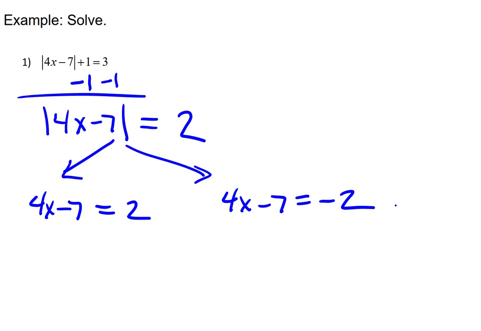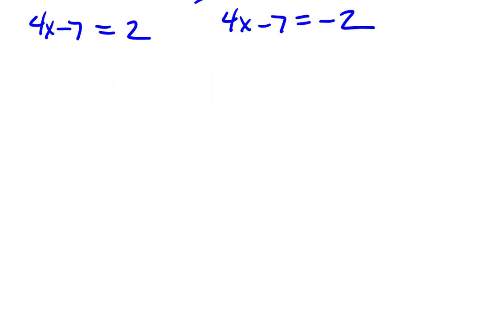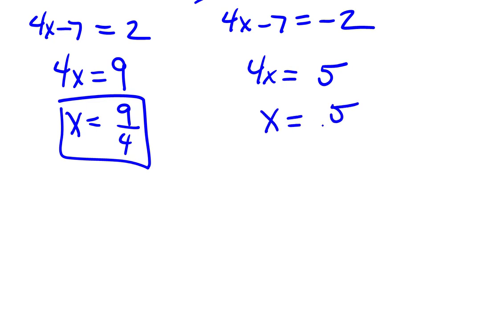And then each of these can be solved with the classic equation solving methods of just getting x alone. We'll have 4x equals 9 in one of the options. If I divide by 4 on both sides, I'll get x equals 9/4. So that's one possible solution. And in the other equation, if I add 7 to both sides, I'll have 4x equals positive 5, and then dividing by 4 will give me x equals 5/4.